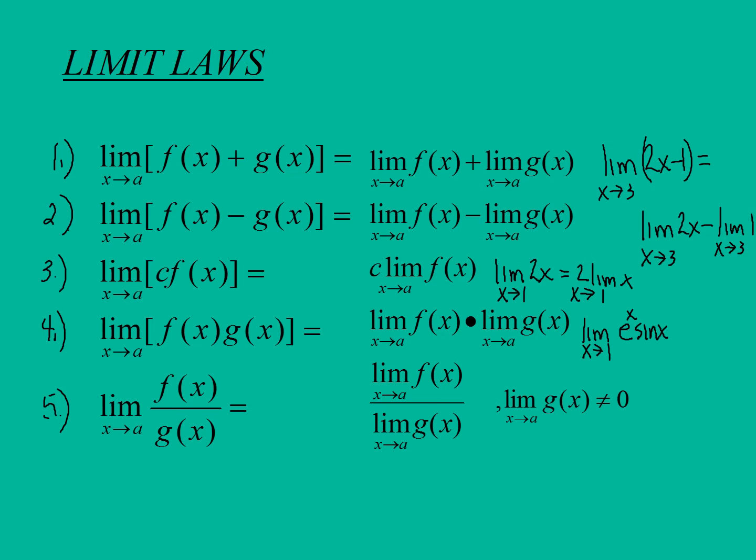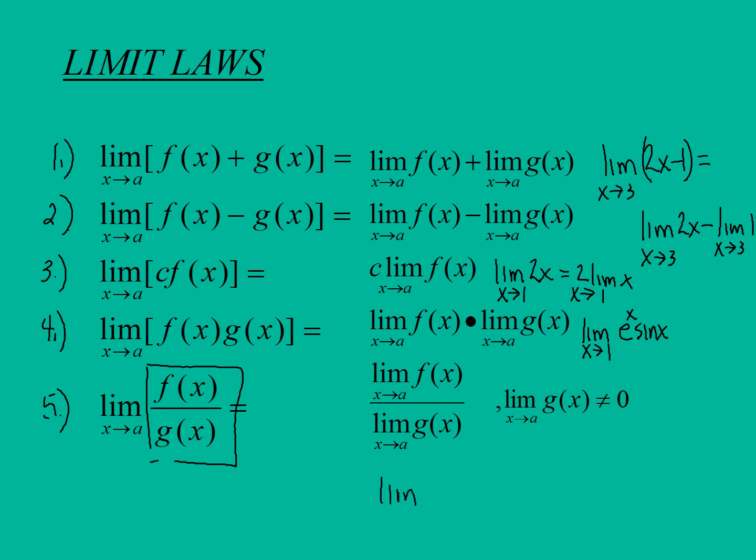Number 5 is for division. If we're taking the limit of f of x divided by g of x, well, we can take the limit of the numerator separately from the limit of the denominator, as long as the denominator does not equal 0 when you evaluate that limit.